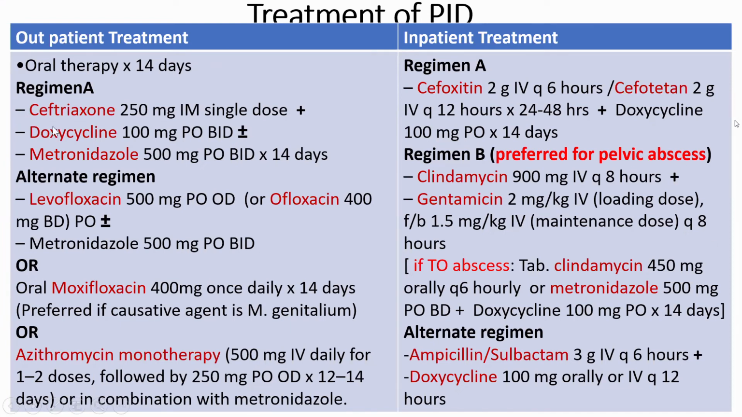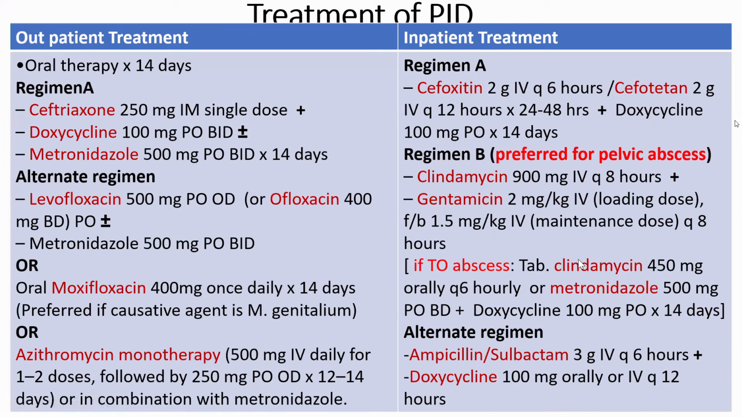Here also we give ceftriaxone intramuscularly, so that can be substituted, but this regimen is according to the CDC guideline. There is also cephalosporin. Both have cephalosporin. Cefoxitin and cefotetan are first line, but these are not commonly available. That's why clindamycin and gentamicin, or ampicillin-sulbactam and doxycycline. The aim is to cover those organisms.